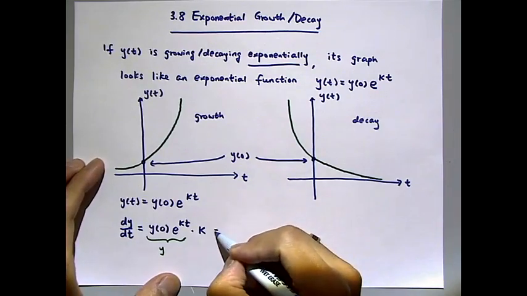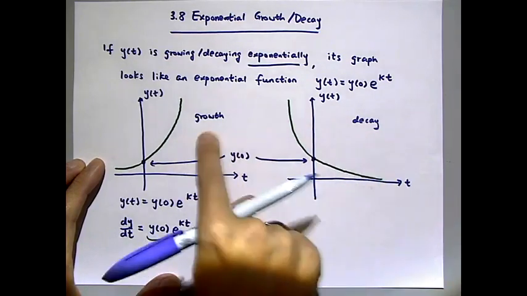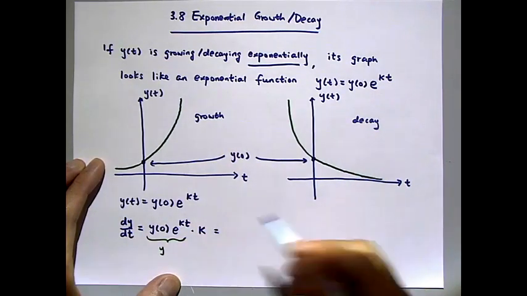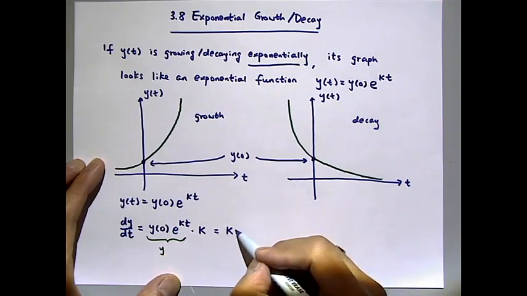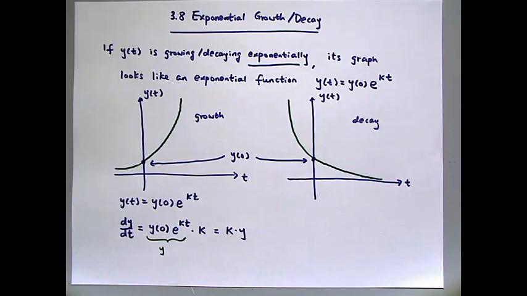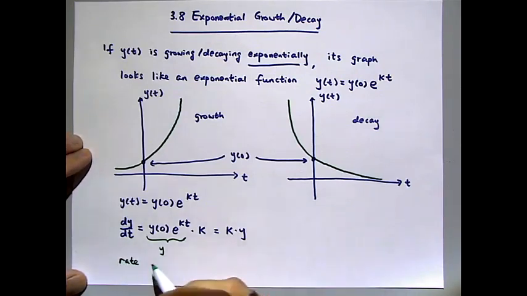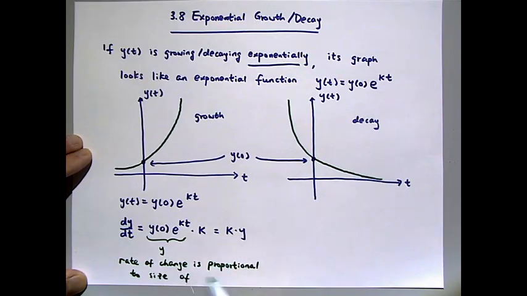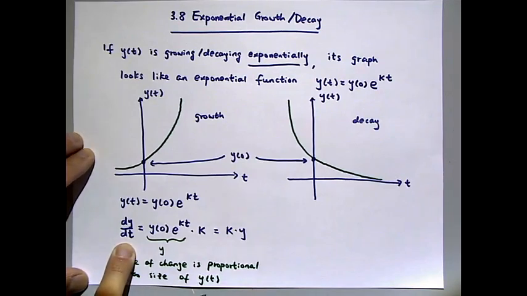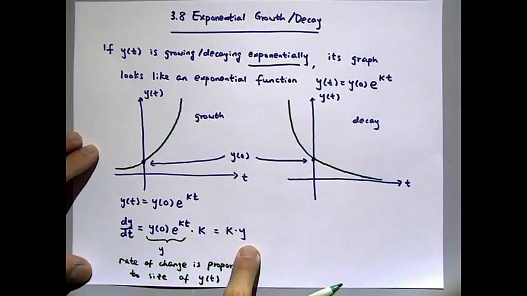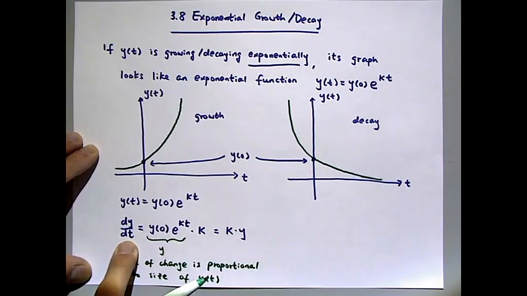So this is telling you that the rate of change of something that's growing or decaying exponentially is equal to some constant, k, times y itself. We say that the rate of change is proportional to the size or the quantity of y of t. Rate of change of y, how fast this thing is changing, is some constant times itself. The bigger y is, the faster the rate of change. The smaller y is, the smaller the rate of change.